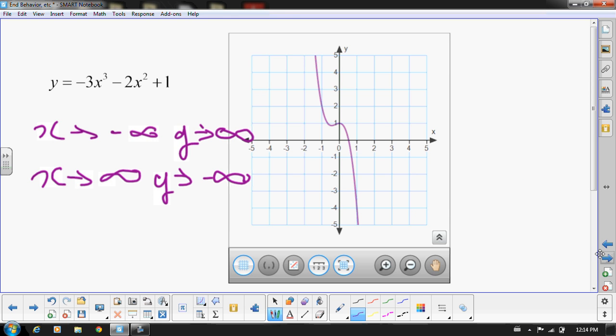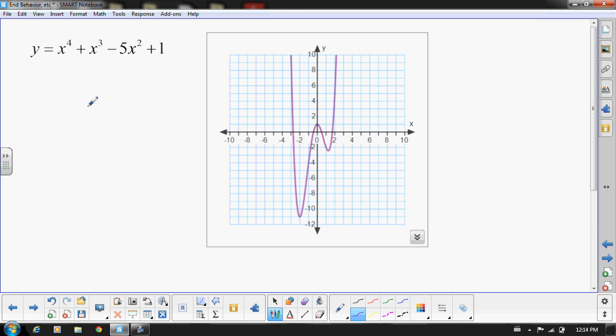Alright, our next function is a quartic. When we look at this quartic, there are 3 turning points. There are 1, 2, 3, 4 x-intercepts, which is the maximum we can have because the degree is 4. When we look at our end behavior, as x is approaching negative infinity, y is approaching positive infinity. So as x is getting more and more negative, y is getting more and more positive.